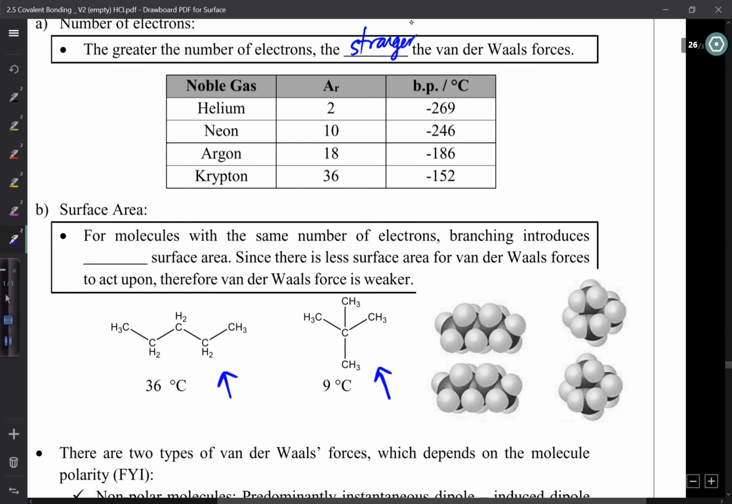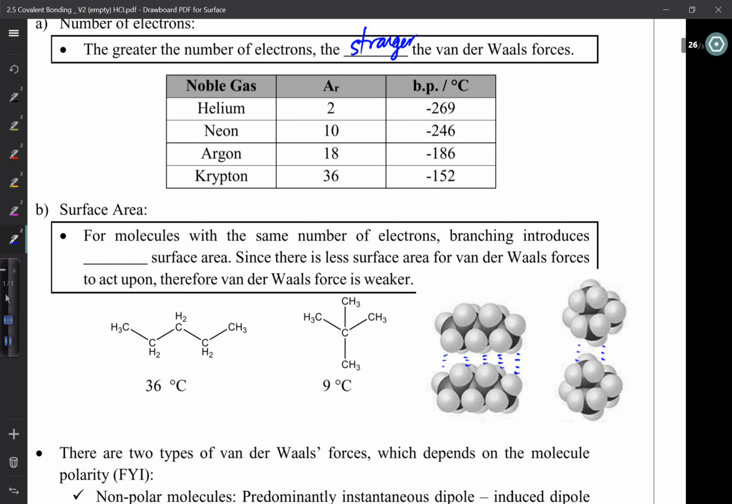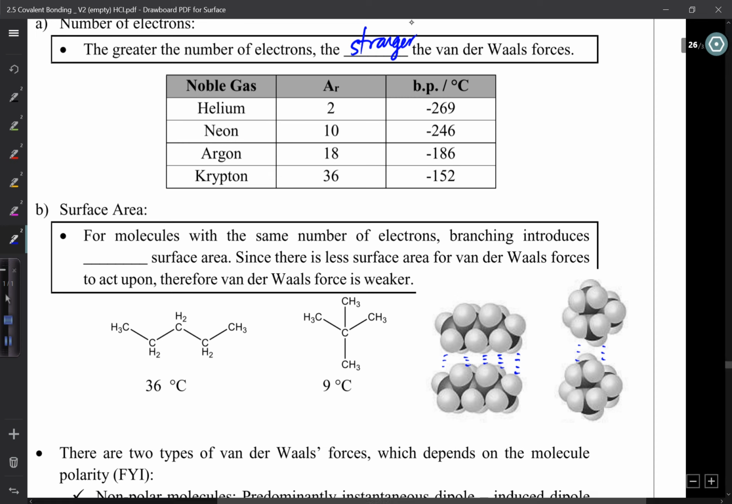Now if you compare these 2 molecules, the molecule on the left hand side is like a cylindrical shape, right? Like this case. Whereas the second case is more like a spherical shape. If you compare the cylindrical shape versus the spherical shape, what do you realize? You realize that there's greater surface area for van der Waals to act upon for the first molecule than for the second molecule. Correct? So the greater the surface area for van der Waals to act upon, the stronger the van der Waals force. So for molecules with the same number of electrons, branching introduces smaller surface area.